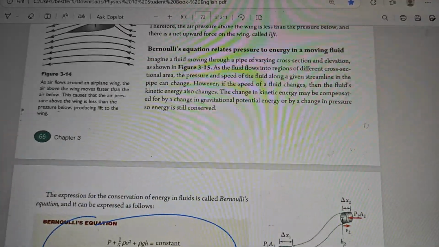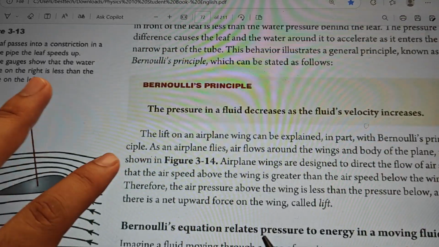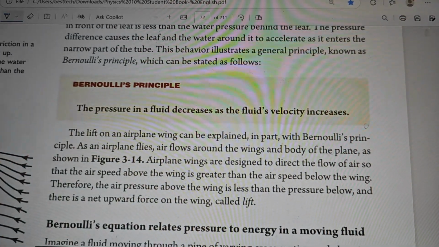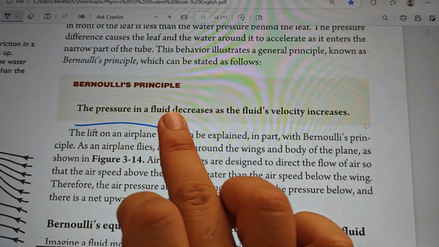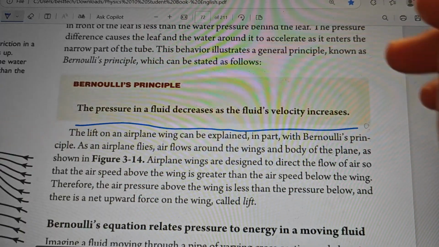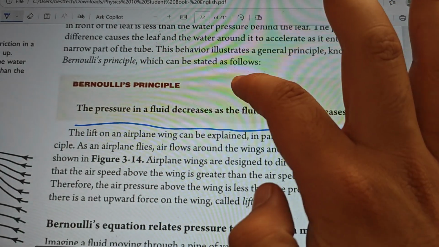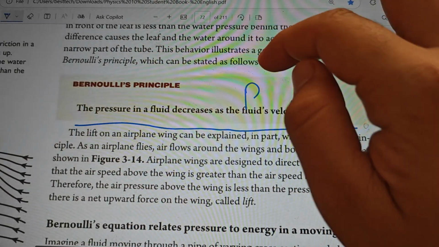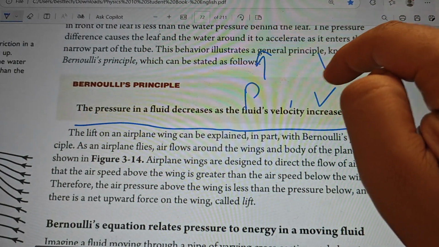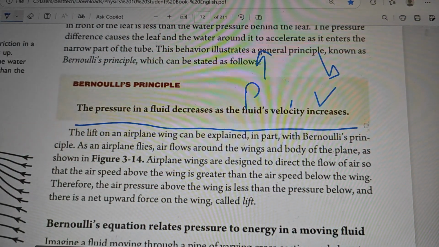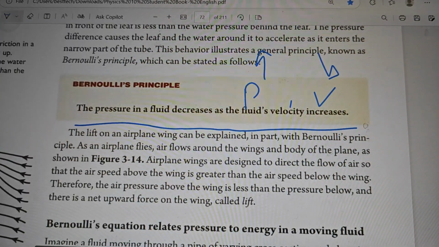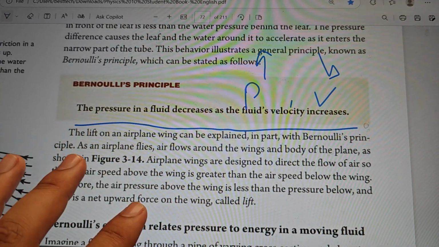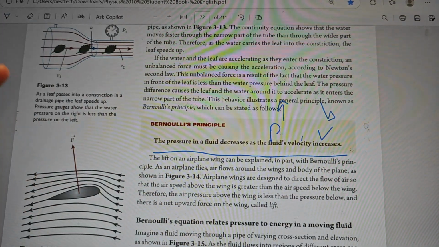of Bernoulli's equation, which says that the pressure in a fluid decreases as the velocity increases. So we know that the relationship between pressure and velocity is inversely proportional. If one of them increases, the other decreases. This is the statement of Bernoulli's principle.